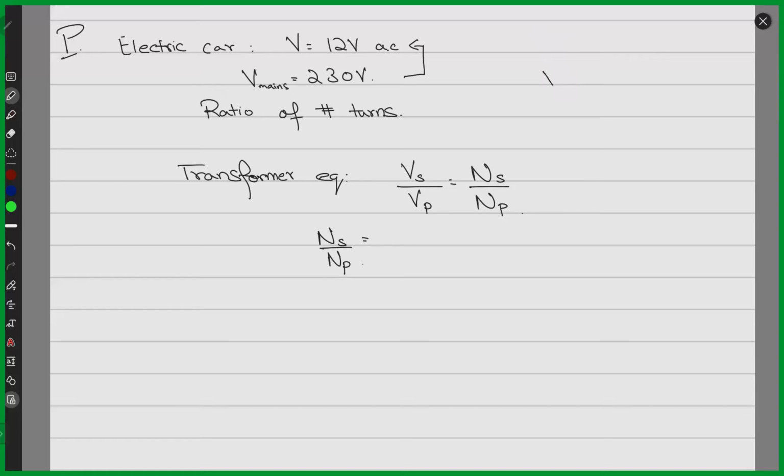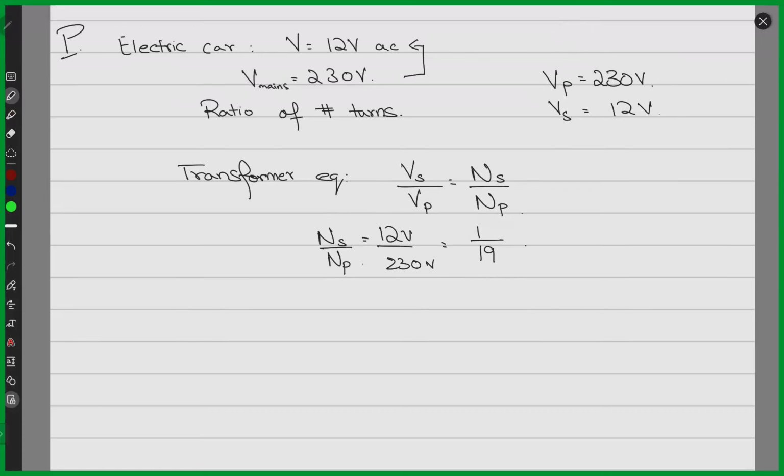Exactly, right? So Vp is on the primary coil, and we know the primary coil gets the voltage that we are sending, which we want to step up or step down. So we want to step down from 230 volts to a value of 12 volts. So the secondary will have 12 volts, which means that if I put this back here, I get 12 over 230. This math gives me a ratio of 1 over 19.